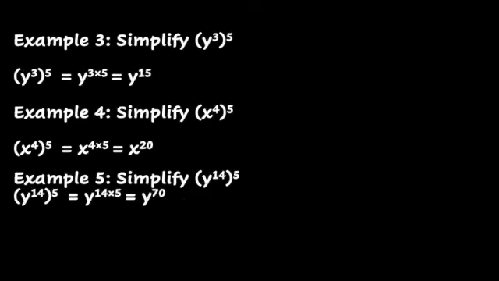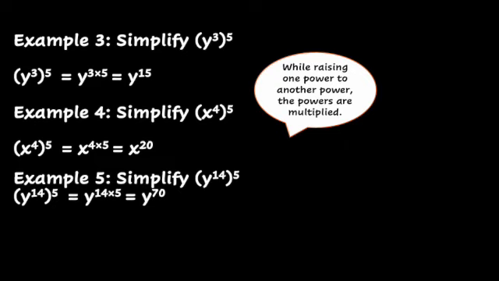Have a look at the next example here. y raised to the power 3, whole thing raised to the power 5 here. So because one power is being raised to another power, we will be multiplying the powers. So the answer would be y raised to the power 15. In example 4, we have simplify x raised to the power 4 in the bracket raised to the power 5. So we again multiply the powers here and we get x raised to the power 20 as the answer.